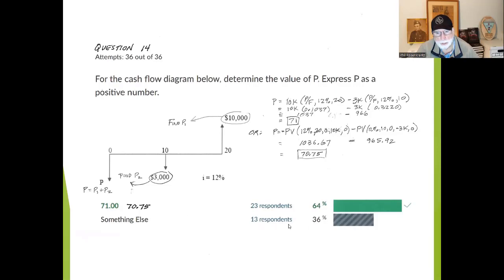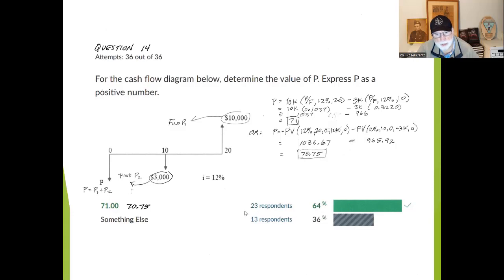This question, 13 people got wrong, and nobody should have gotten this one wrong. All you're being asked to do is find the present value that's equivalent to these two future values. So you find the present value of 10,000 at 20 years at 12%, and then find the present value of $3,000. That's a negative 3,000 for 10 years at 12%. Add those two together, and the number rounds off to 71, but it's technically 70.75.